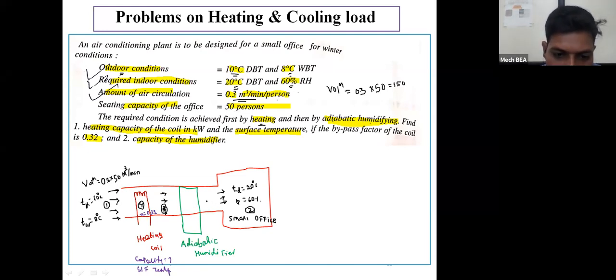Whatever air is coming at the outlet of the adiabatic humidifier will be considered as point number 5. That air will be called the condition of supply air, and that supply air will be supplied to the small office. After supplying that air to the small office, after absorbing the amount of heat generated inside the small office, the required condition will be achieved.